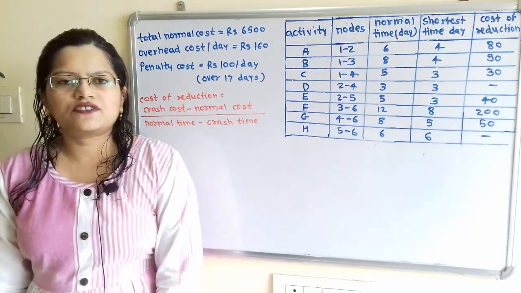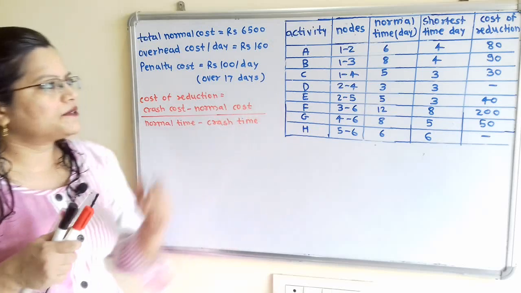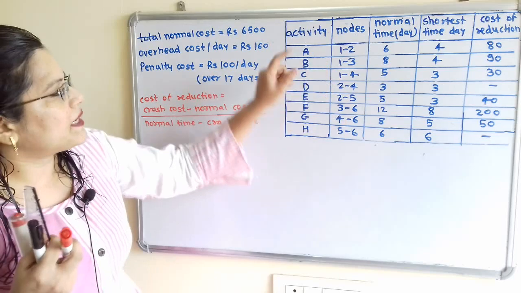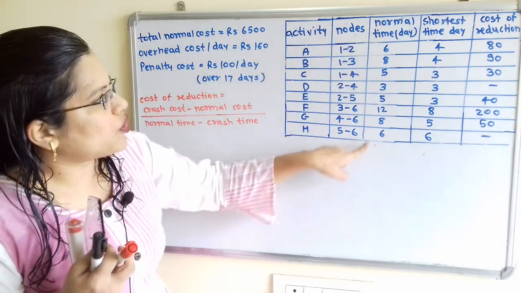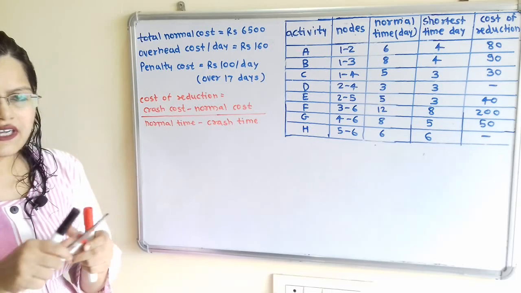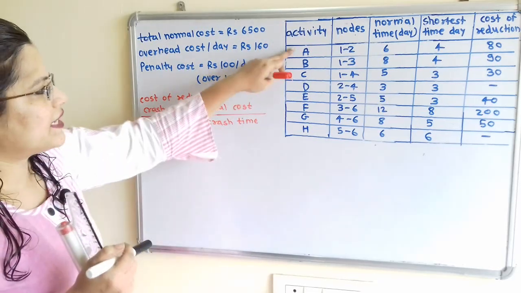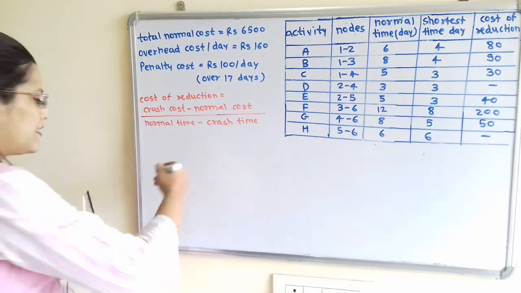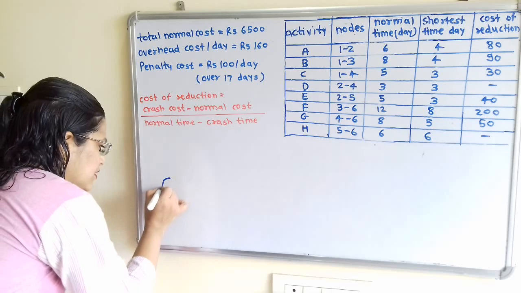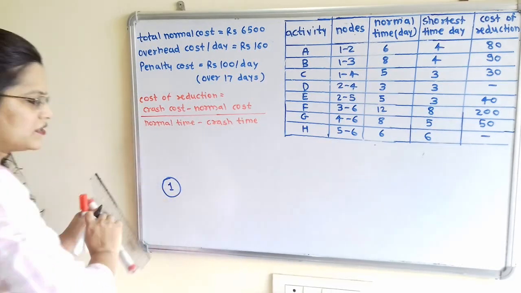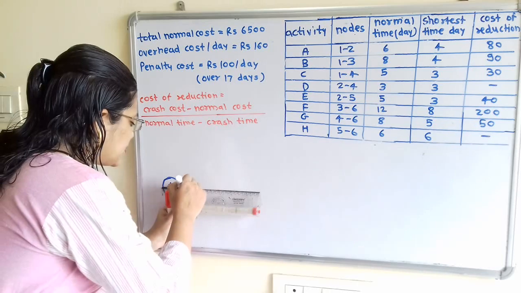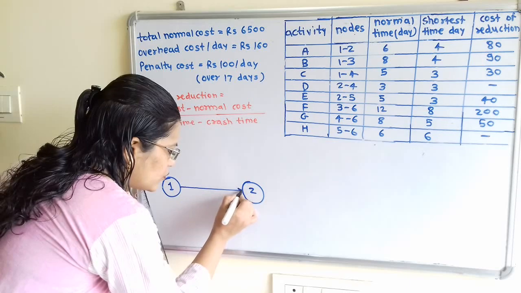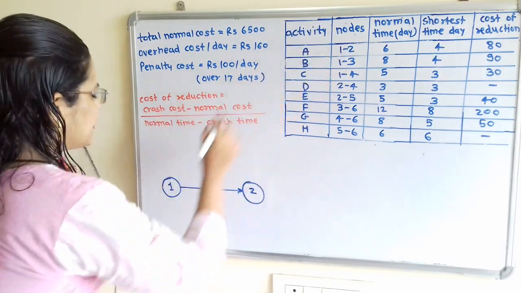Now the first step is to draw the network diagram as per the given data. While drawing the diagram we will mention the activity, the normal time and the shortest time on the diagram. Three activities A, B, C start from node 1. So node 1 is the starting node. This is node 1. Now this is node 2, and from 1 to 2 there is activity A.